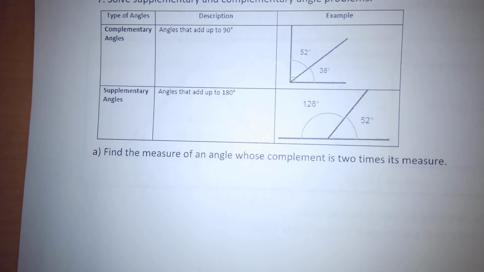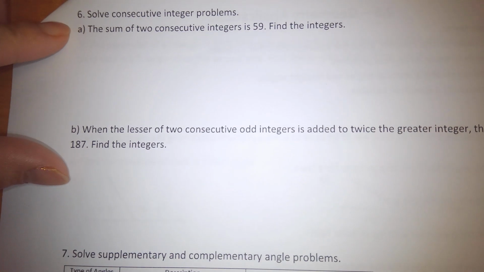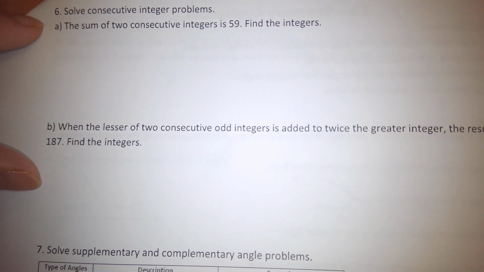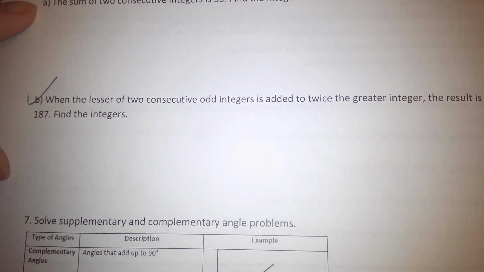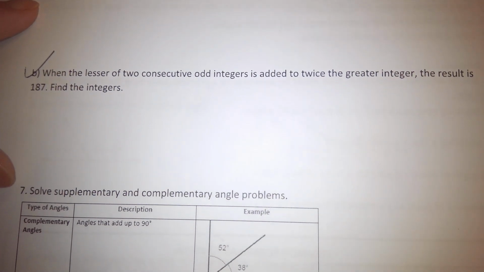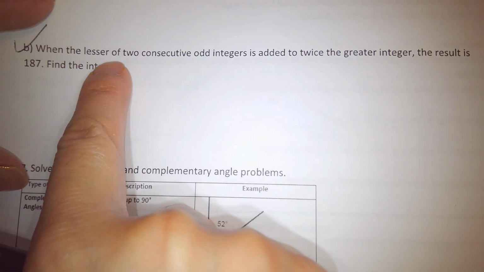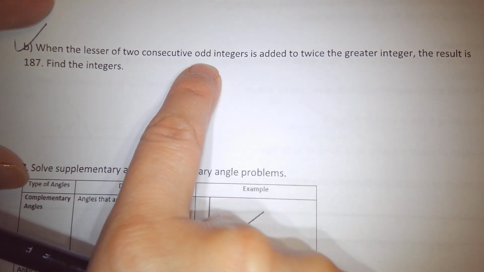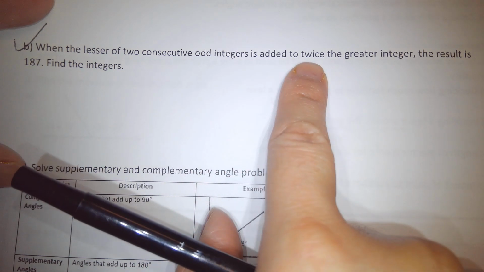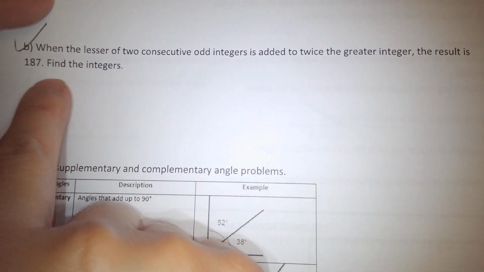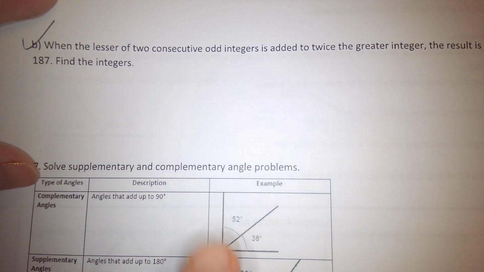So these are the questions. For consecutive integer problems, I'm going to choose one so that we can do it together. Let's do question 6b. Jose, can you read the question for us, please? The sum of two consecutive odd integers is added to twice the greater integer. The result is 187. Find the integers. Okay, very good.